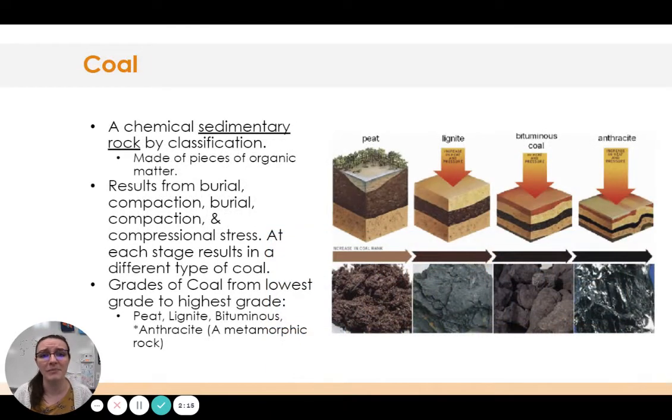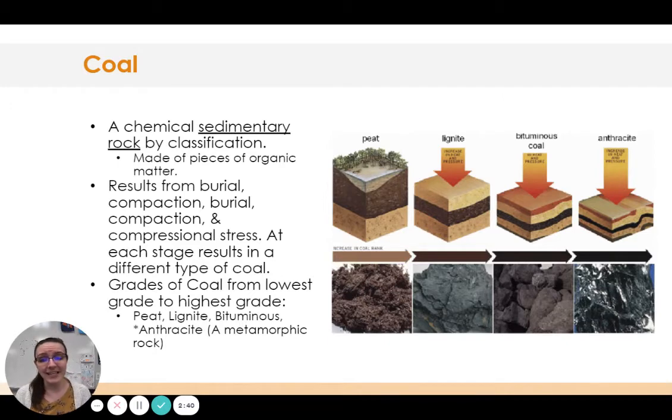So coal, remember, is a special sedimentary rock. It is organic matter that is being compressed and compacted and compressed and compacted some more, and it goes through different stages, going from lowest to highest grade coal. First, there is peat, which is mostly still just kind of soil. It'd be very smoky if you burned it.